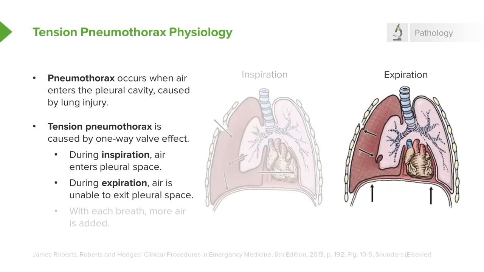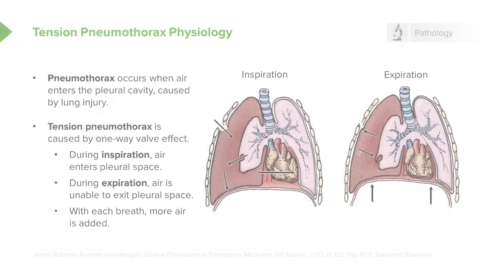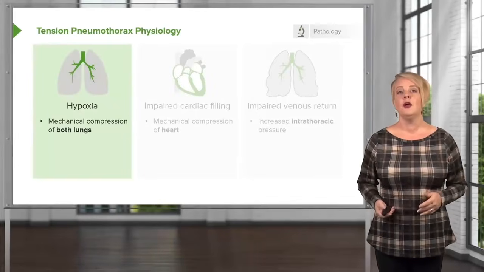But then during expiration, that one-way valve slams shut and the air that entered the pleural space is unable to get back out. So what happens is with each and every breath, the patient pulls more and more and more air into the pleural space, which causes a large, high-pressure air collection.